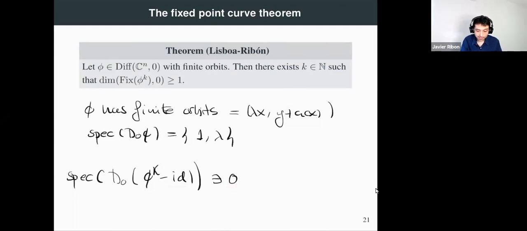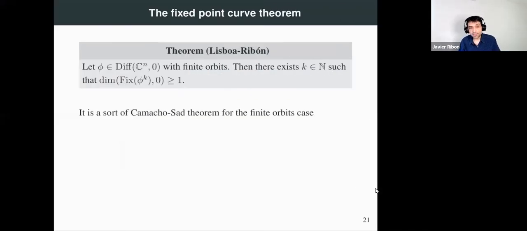So we have that, but this implies in particular that one is going to be an element of the spectrum of the differential of phi to the k at the origin, and this implies in particular that the differential of phi at the origin contains a root of unity. So this theorem over here guarantees that finite orbits implies that at least one of the eigenvalues of the linear part is a root of unity. Okay. It's a sort of Camacho-Sad theorem for the finite orbits case.